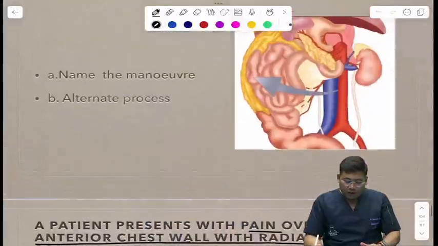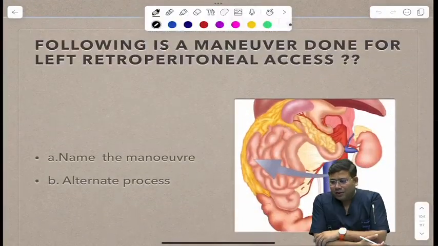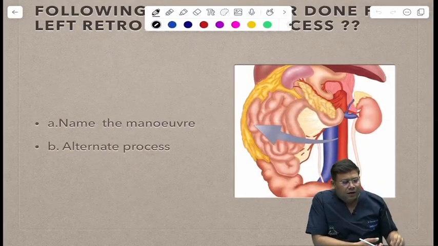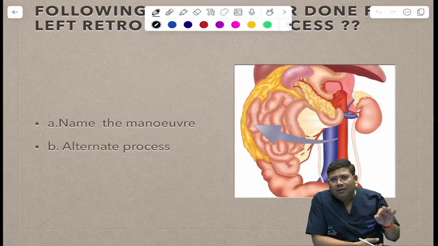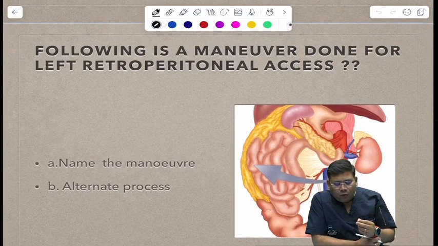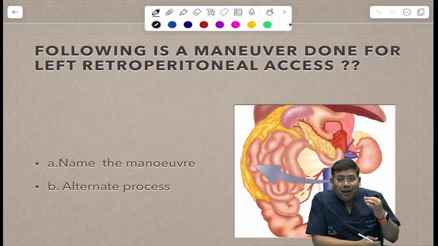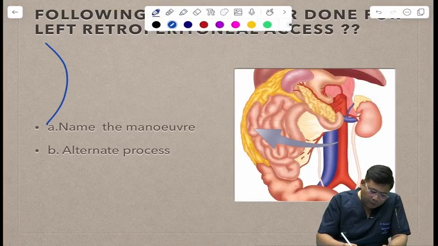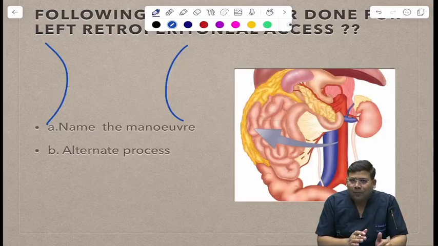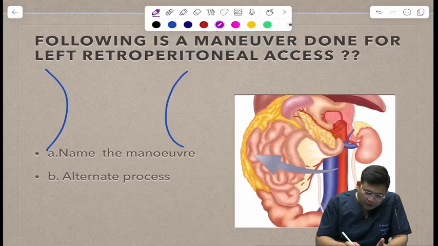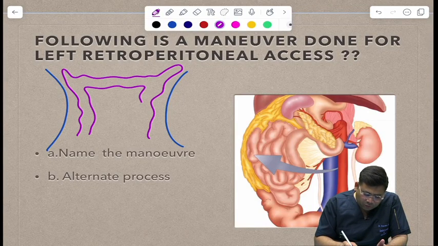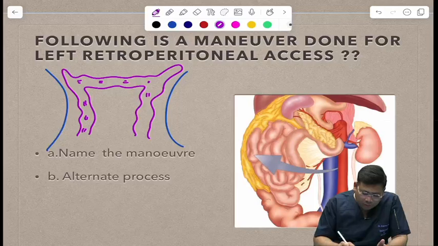So we have seen a lot of things associated with this. Again, a very famous question. I have been teaching this question, this image, for a very long time. Every year, in one or two exams, you get this image. So the following is a maneuver done for left retroperitoneal access. Bachche, try to understand. If we see the abdomen, the peritoneal cavity is separated from the retroperitoneal cavity. So if we see, this is how the colon is, and therefore we need to mobilize the colon in a lot of cases. So we have to do the colonic mobilization.